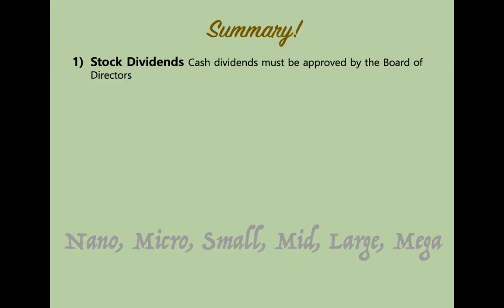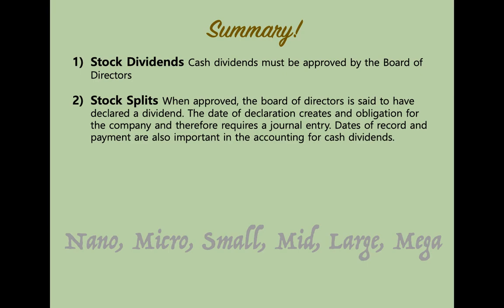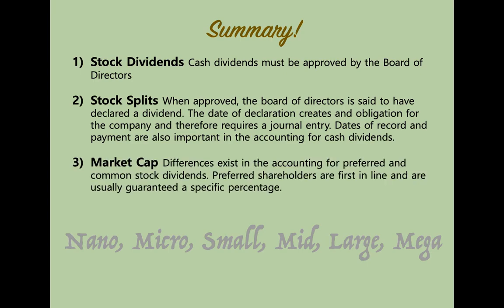In summary, stock dividends, cash dividends. Oh, this is not updated. All right, well, I'll update it for you verbally. So stock dividends are when companies give out additional shares of stock instead of giving out cash. Stock splits and market cap. I didn't update the slides apparently.